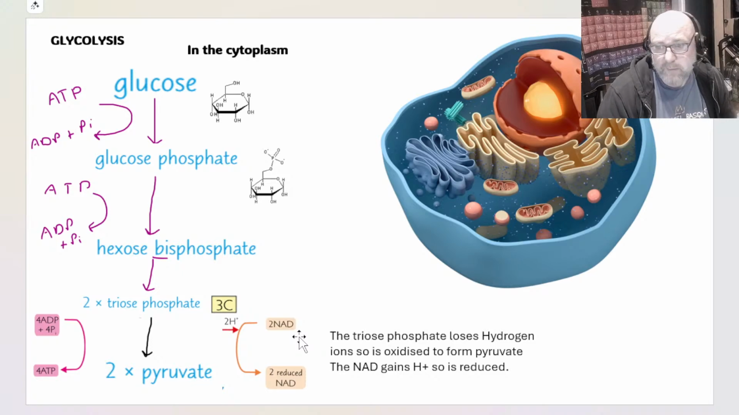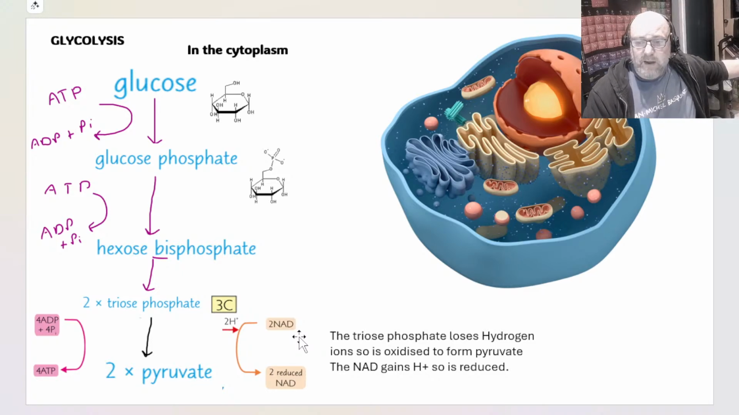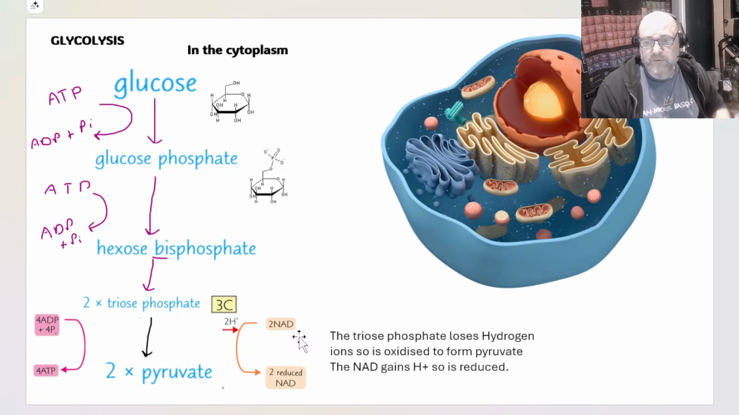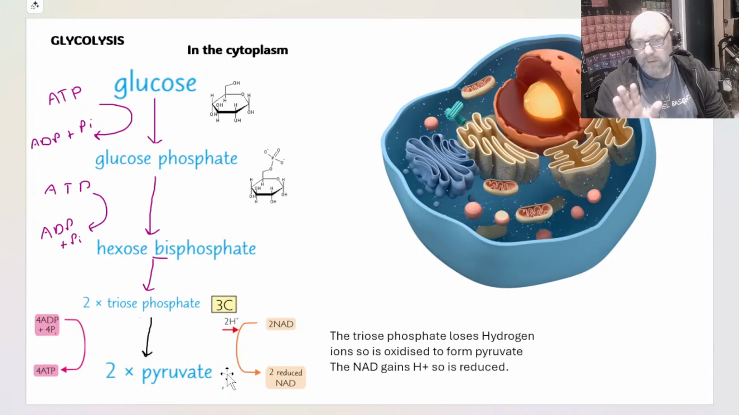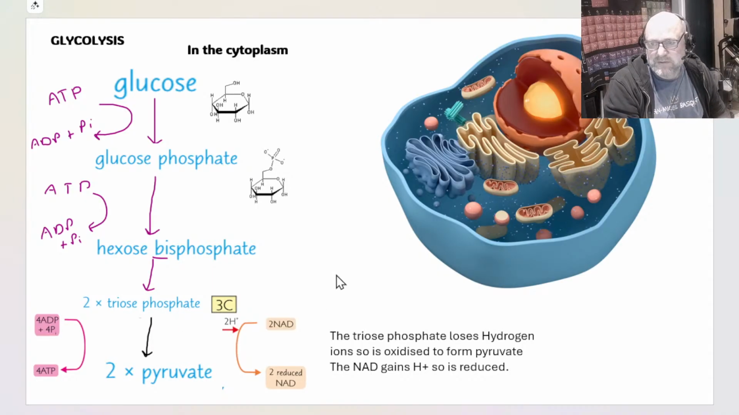Pyruvate's like a substrate molecule. It goes off to be used in aerobic respiration in the mitochondria, if you're an organism that can do aerobic respiration. If not, the pyruvate is used differently, because really we're not interested in the pyruvate itself. All we wanted was to get this energy out from this series of reactions, to get this net production of 2 ATP, and then we'll see how the pyruvate can help this go on.